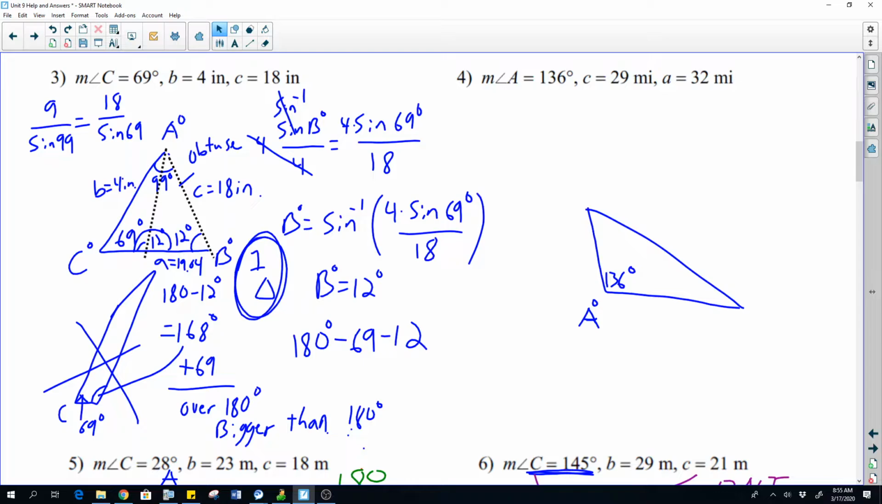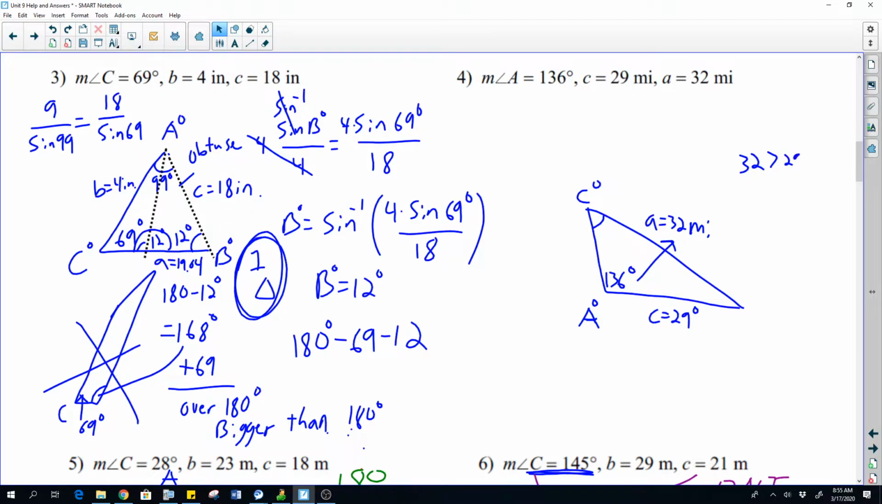Okay, so then across from big A, angle 136 degrees, is little a, equals 32 miles. Good. And then we have, you can label either side as C, so I'm going to label this as angle C. Across from big C is little c, which is our side length, 29. First of all, we have a big angle and a big side. Does that match? It does match because 32 is indeed greater than 29. So that's pretty golden.